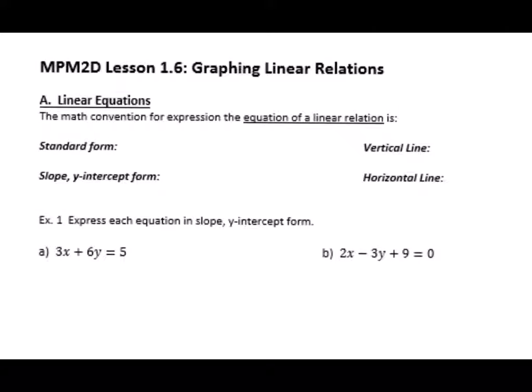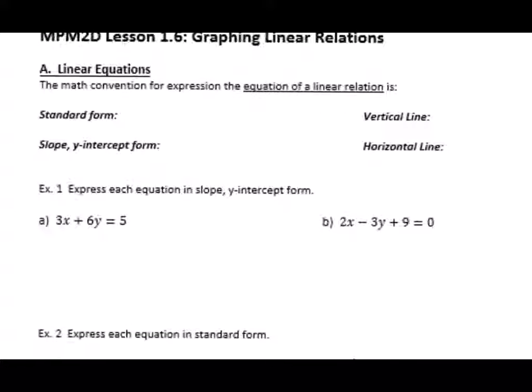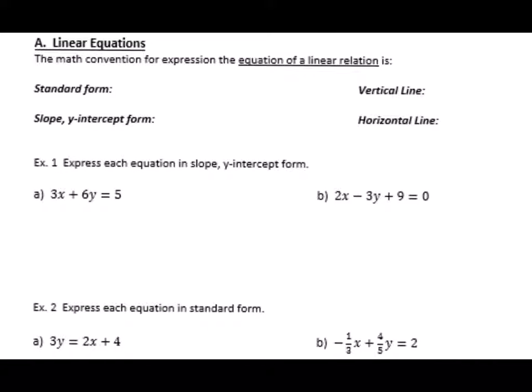So today's lesson is on graphing linear relations, and we're going to look at the different forms of lines. Now, the math convention for expressing the equation of a linear relation is simply four different types. There are two main types and then two special cases. One of them is called the standard form, and that is anything in the form ax + by + c = 0 or ax + by = c.